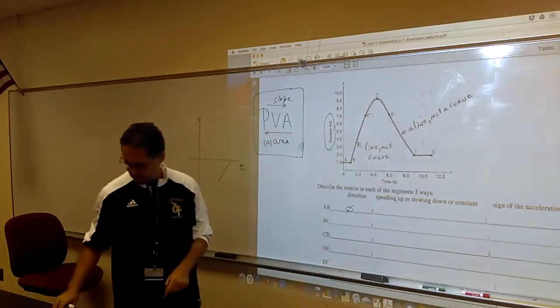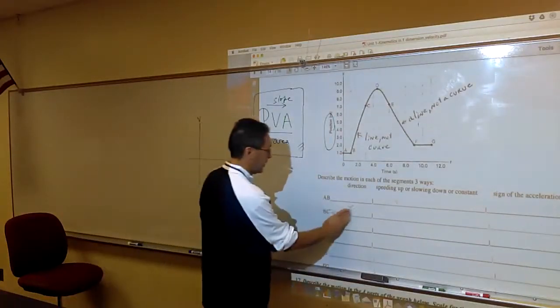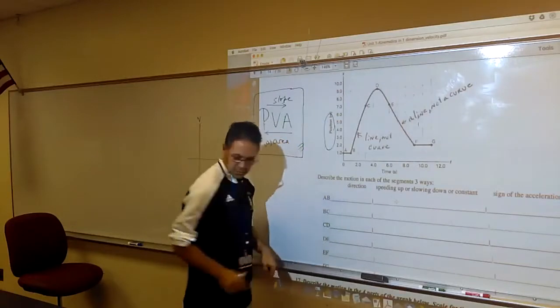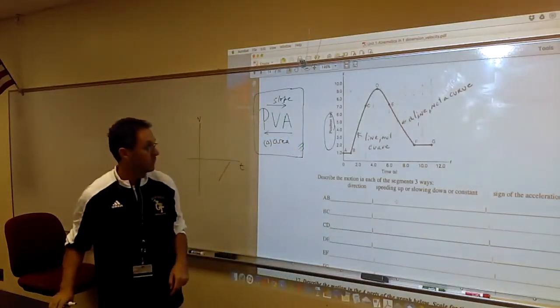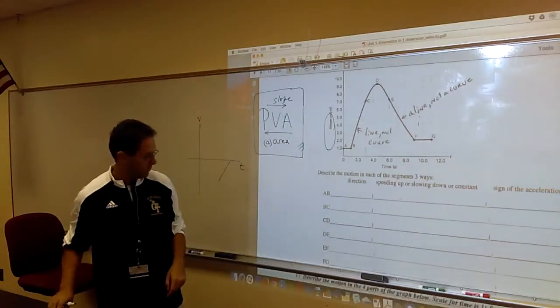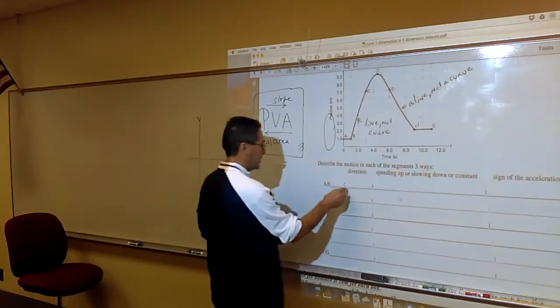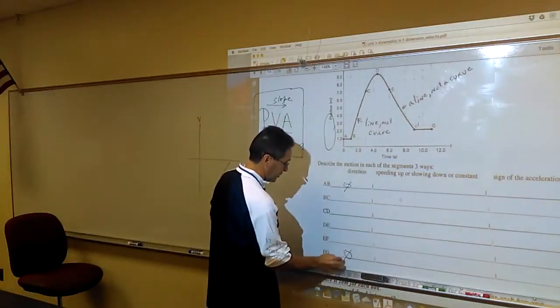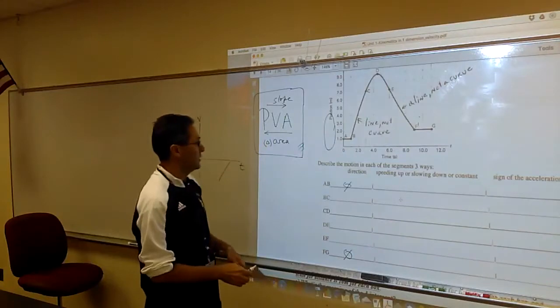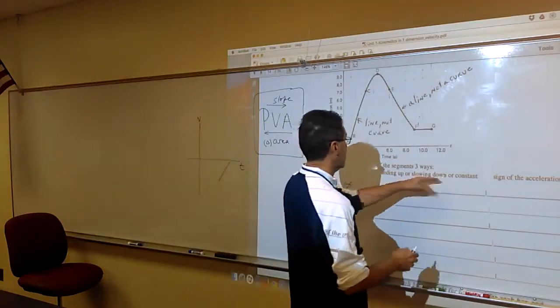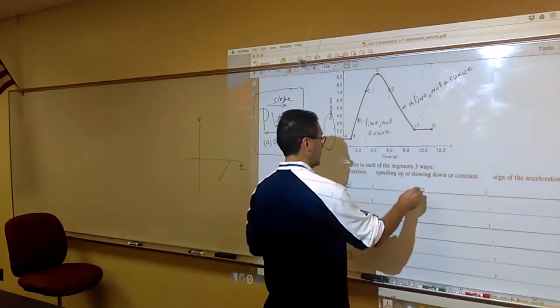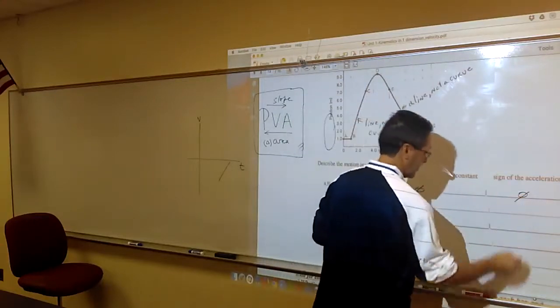So let me just show that here. From A to B and from F to G, same motion, right? Are you speeding up, slowing down, or at constant velocity? Well, you're not going anywhere, and there is no acceleration. Same thing down here.